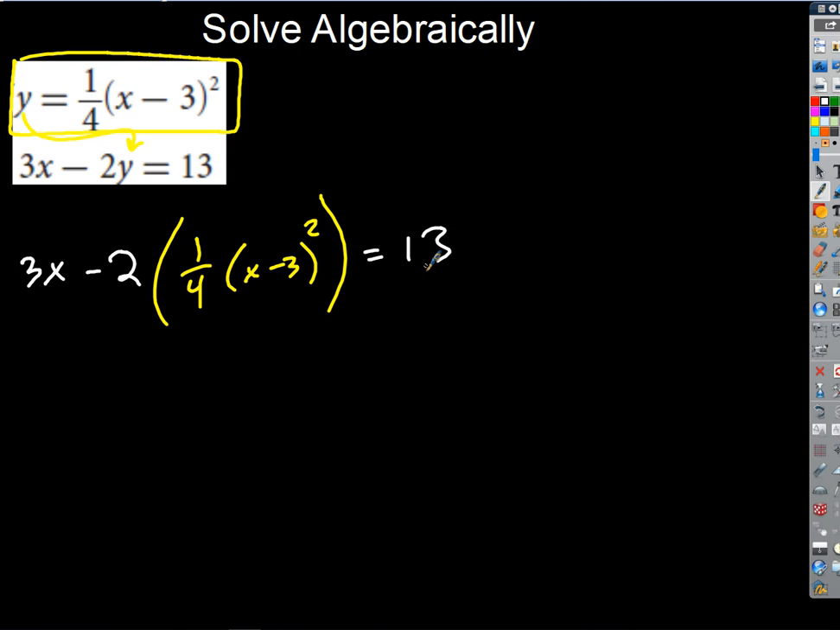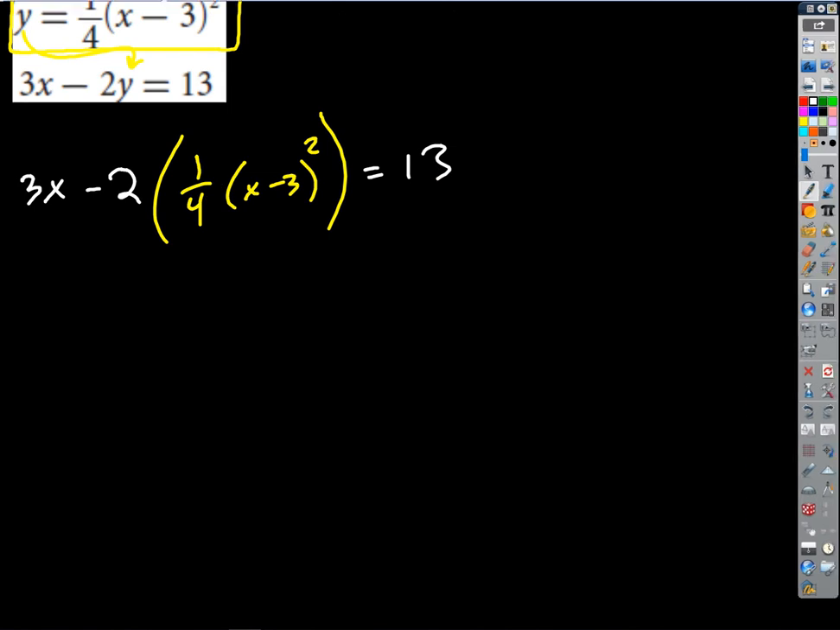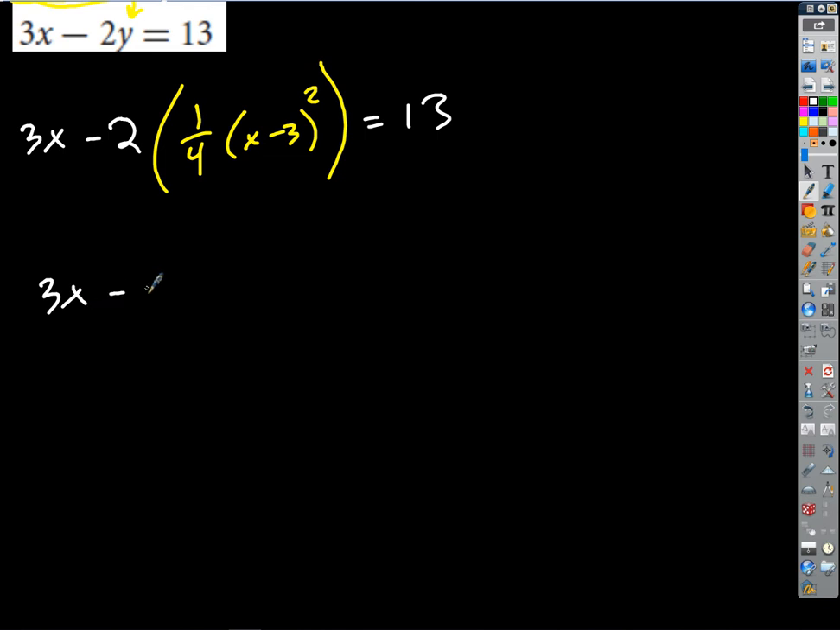I'm going to solve for x, right? So I'm going to simplify first, maybe. If I distribute the 2, well, I don't really distribute, I just multiply 2 times 1/4. I'm going to get 3x minus 1/2 times x minus 3 squared equals 13. What's probably a smart thing to do here before I go any further? What's ugly about that equation? There's one little ugly thing there you don't like. The fraction. How do we get rid of the fraction?